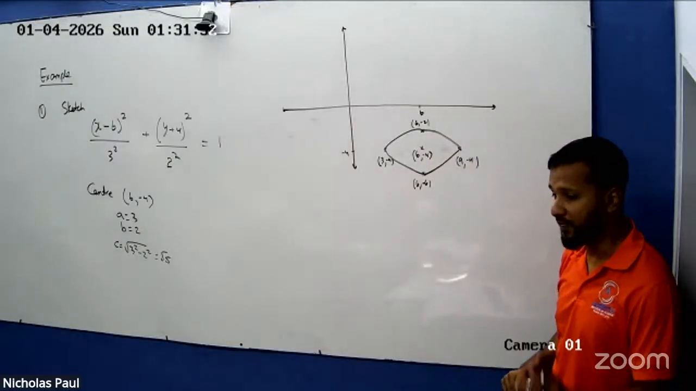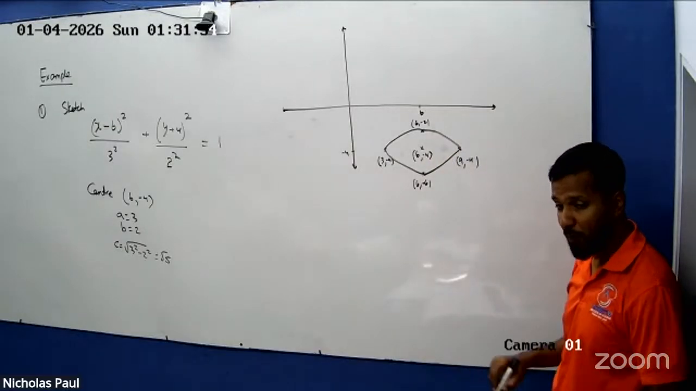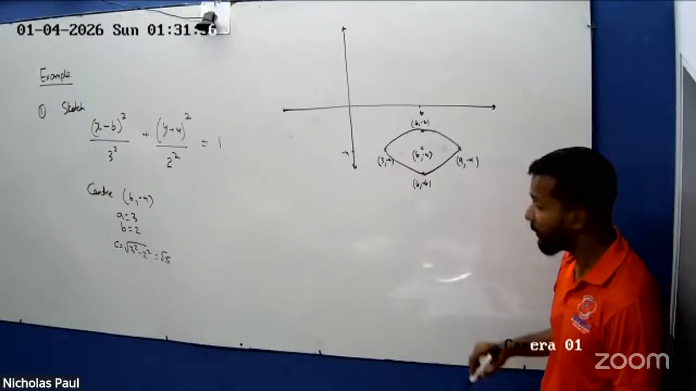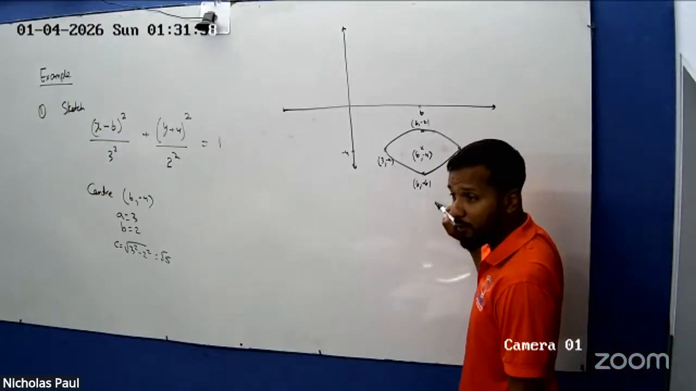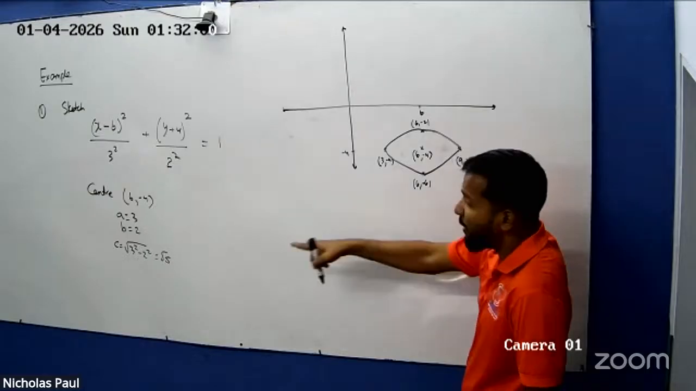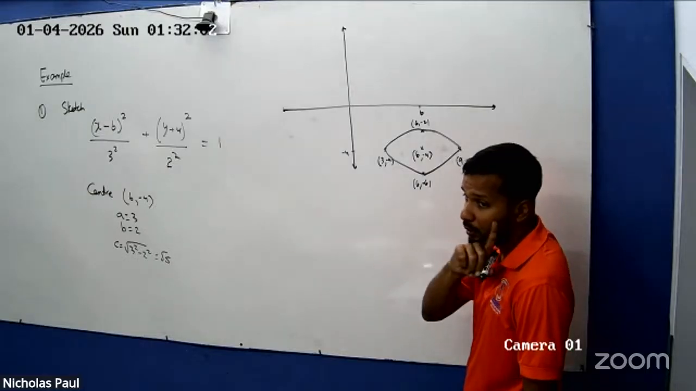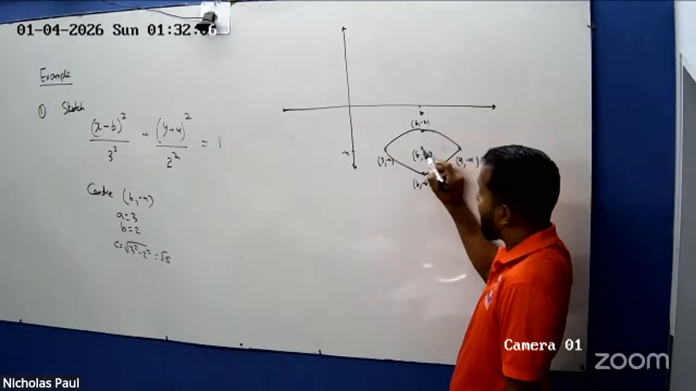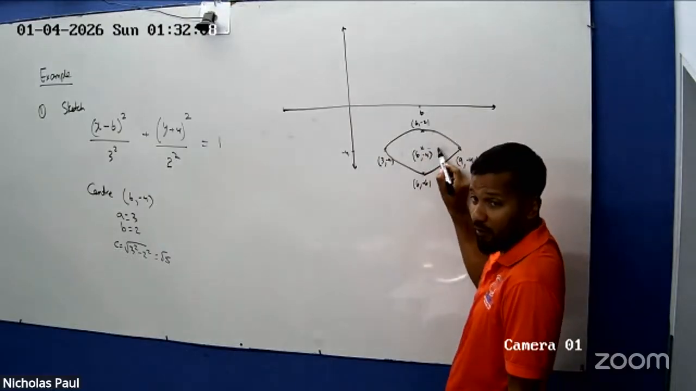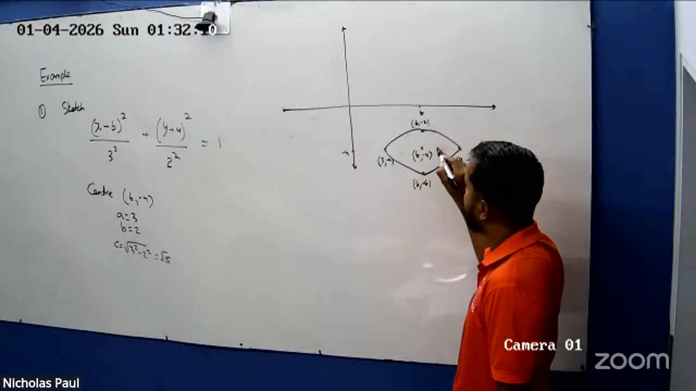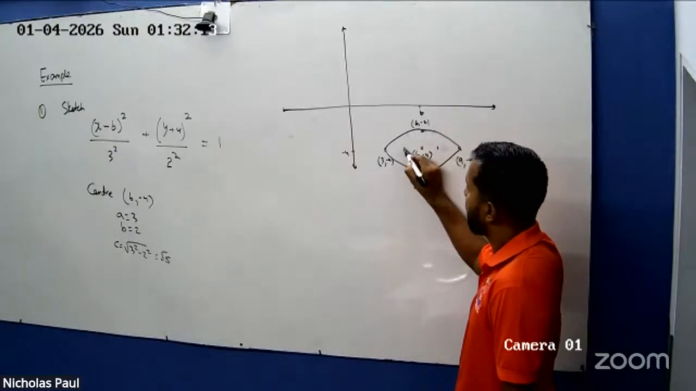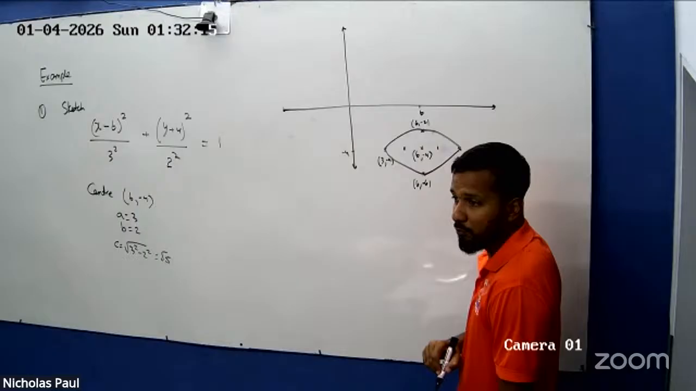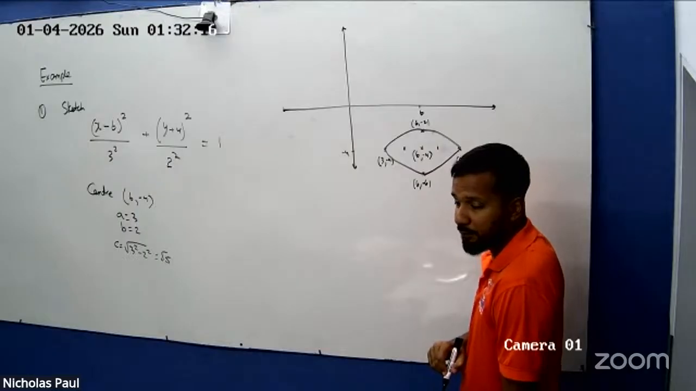Is something missing? What's missing? Foci. Anybody can help me get the foci? All we have is root 5. The foci are normally root 5 away from the center. So how do I write that? Any ideas?